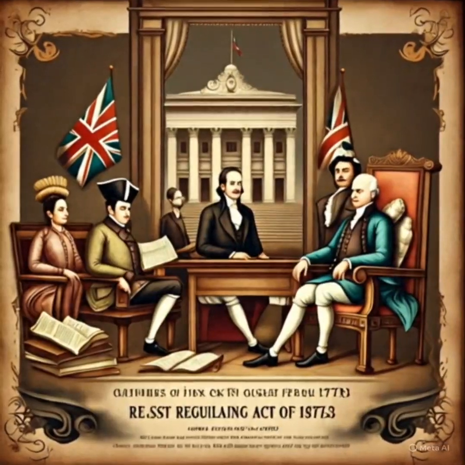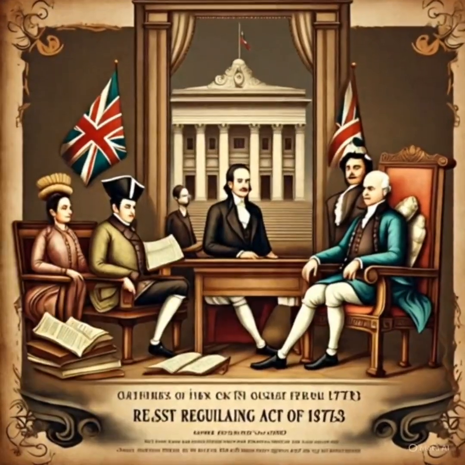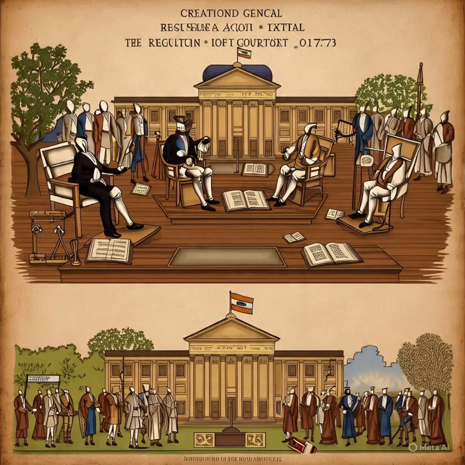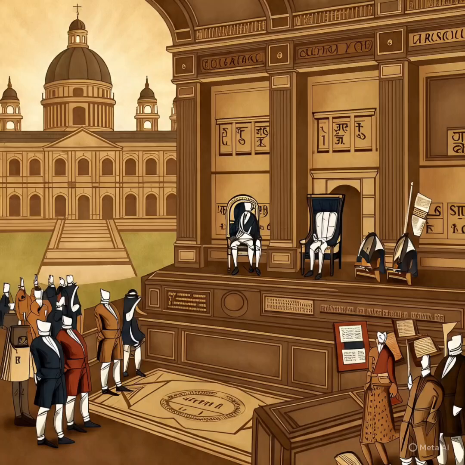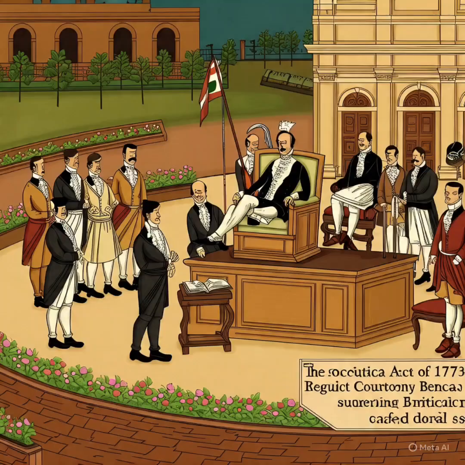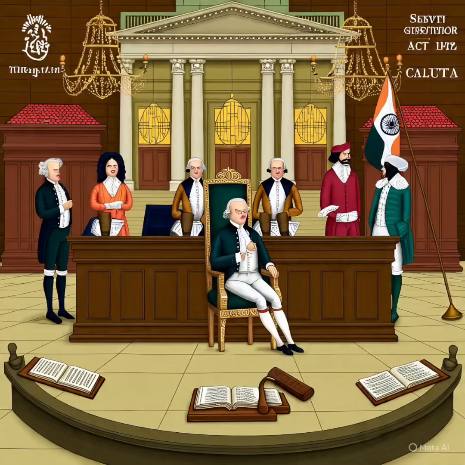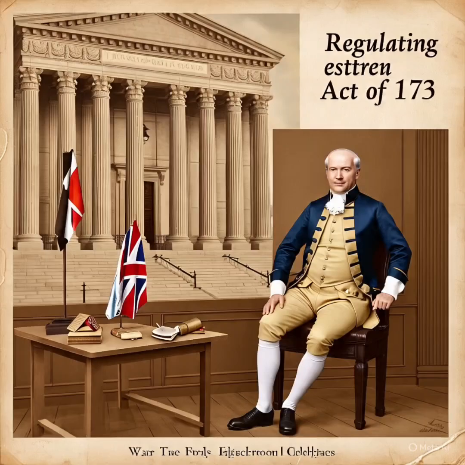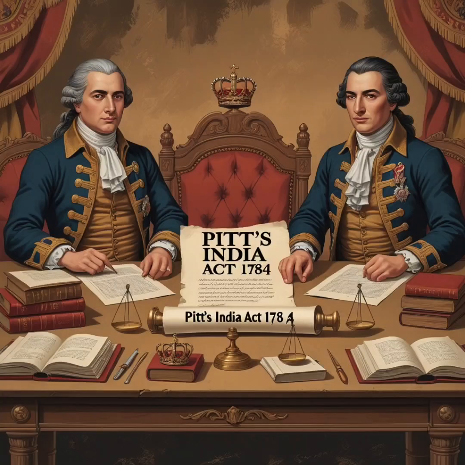1. Regulating Act, 1773. The first major British law for India. The Governor of Bengal became the Governor-General of Bengal. Warren Hastings was the first to hold this post. Also, the first Supreme Court was set up in Calcutta. For the first time, the British government controlled the East India Company's activities.